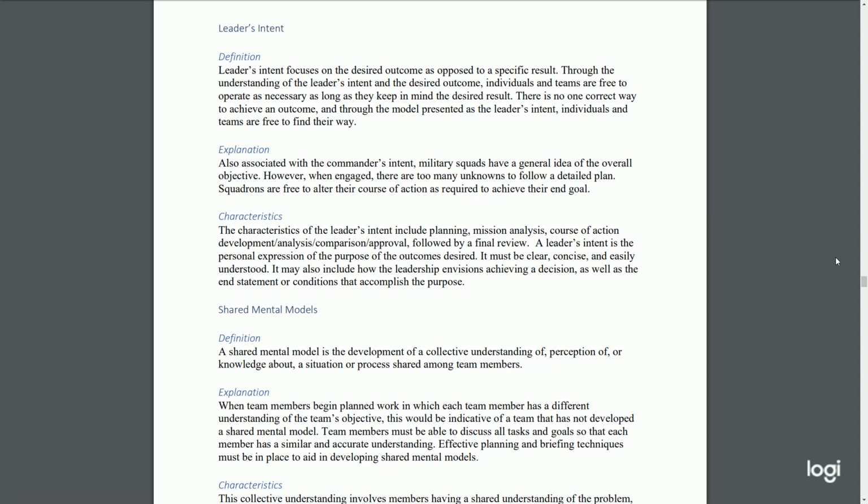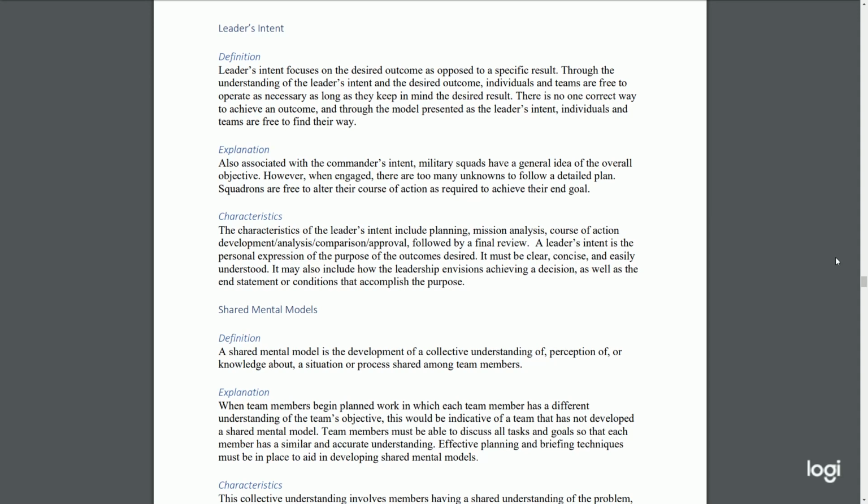Shared mental models. Definition. A shared mental model is the development of a collective understanding of, perception of, or knowledge about a situation or process shared among team members. Explanation. When team members begin planned work in which each team member has a different understanding of the team's objective, this would be indicative of a team that has not developed a shared mental model.